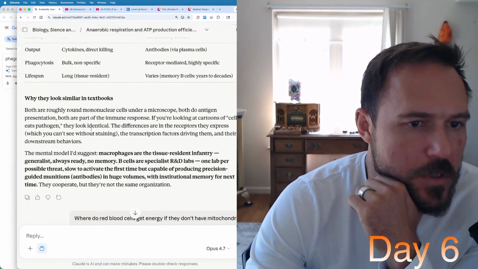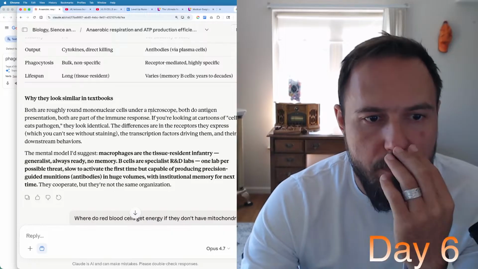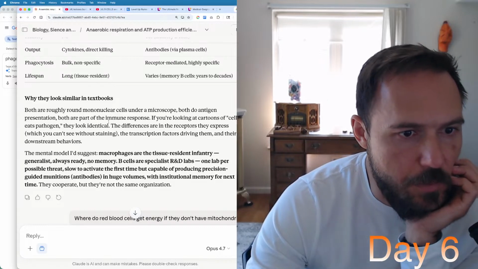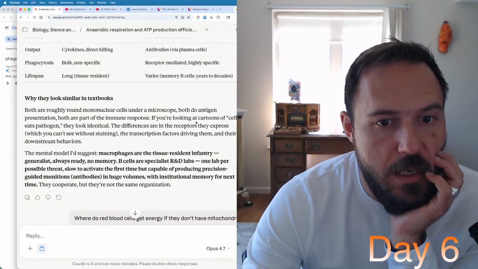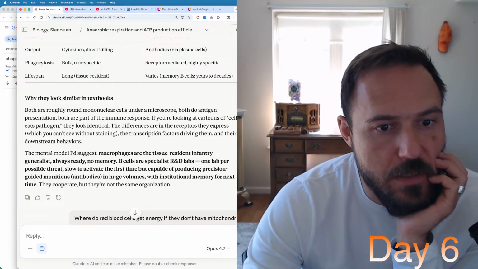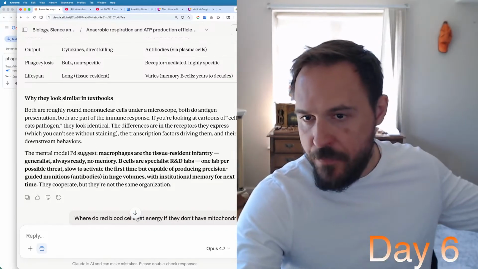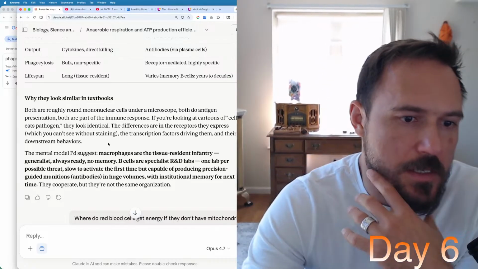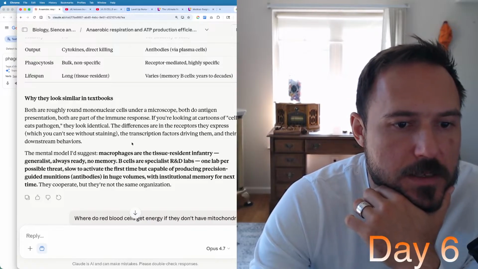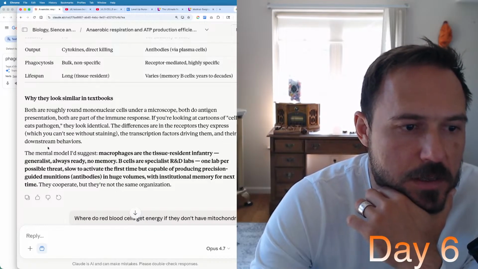Why do they look similar in textbooks? Both are roughly round. I mean, they're all round molecular cells under the microscope. Both do antigen presentation. Both are part of the immune response. If you're looking at cartoons of self versus pathogens, they look identical. The differences are the receptors they express, which you can't see without staining, the transcription factors driving them, and the downstream behaviors.